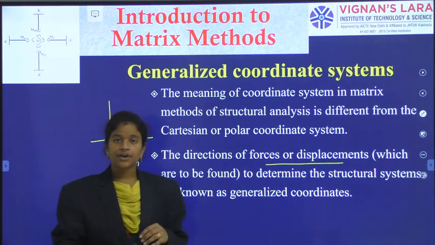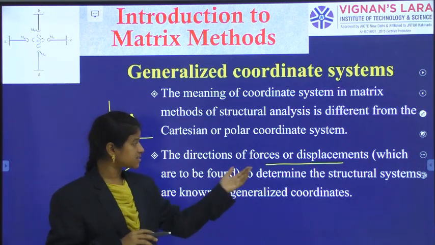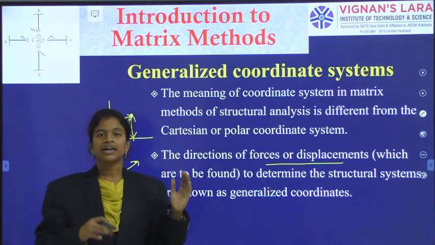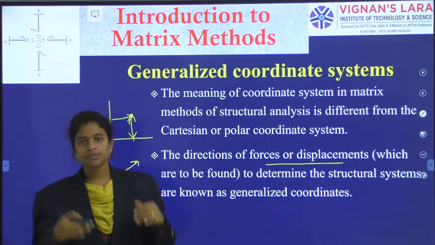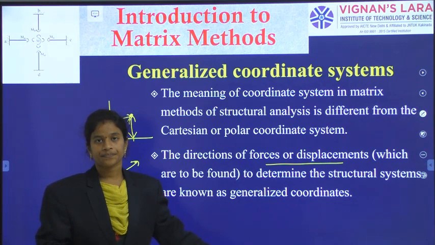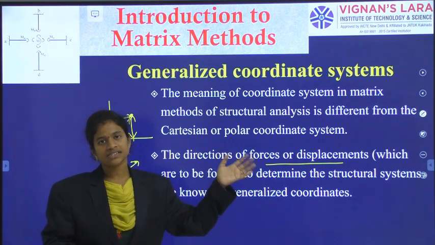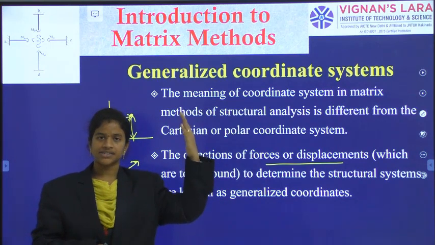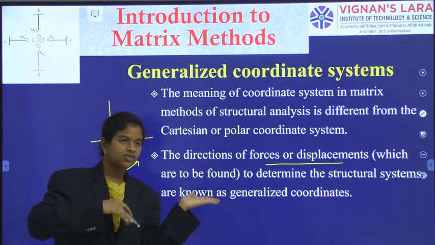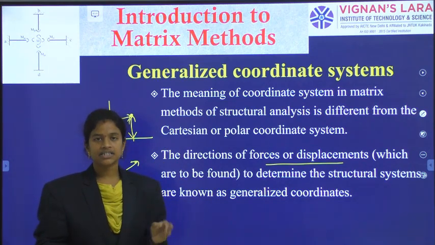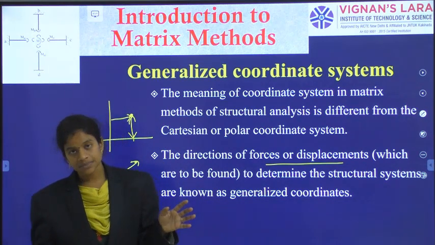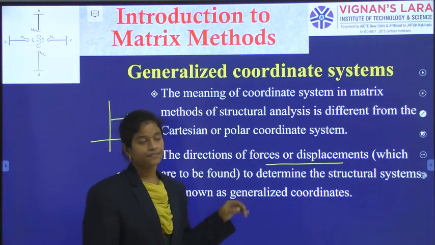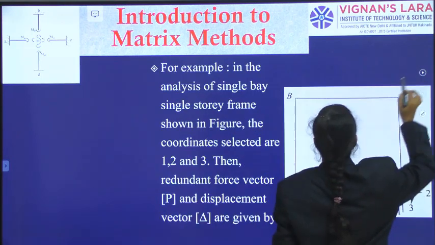Now, the unknowns are displacements and forces. So the directions of the forces or the directions of the displacements are my coordinate system. Based on the structure, the coordinate system will come. What is the force when it is coming like this? That is the coordinate direction. The directions of the forces or the directions of the displacements can be called the corresponding coordinate system for the structural analysis.